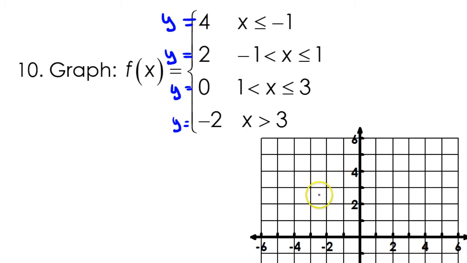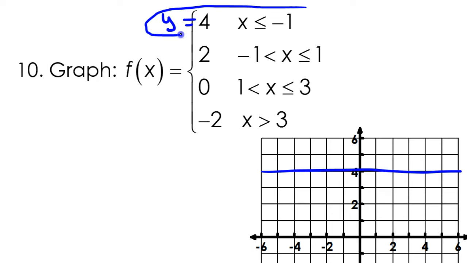So y equals 4 would just be a horizontal line at 4 like this. Okay, so let me keep this color coordinated. So right now I'm graphing this piece of the function. But I'm not going to graph the entire line because the domain says we're only going to graph the part where the x values are less than or equal to -1. Okay, so here's where the x values are -1.